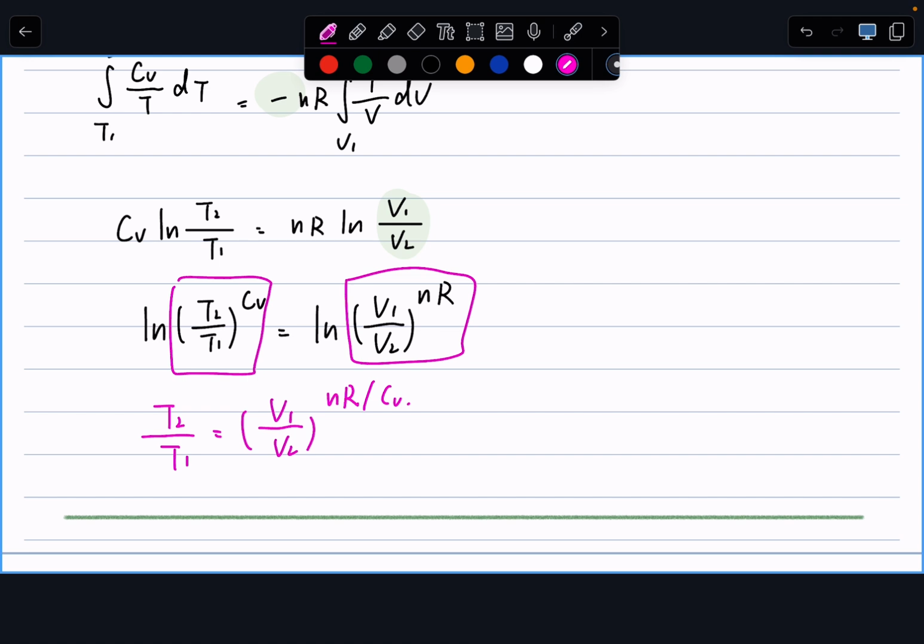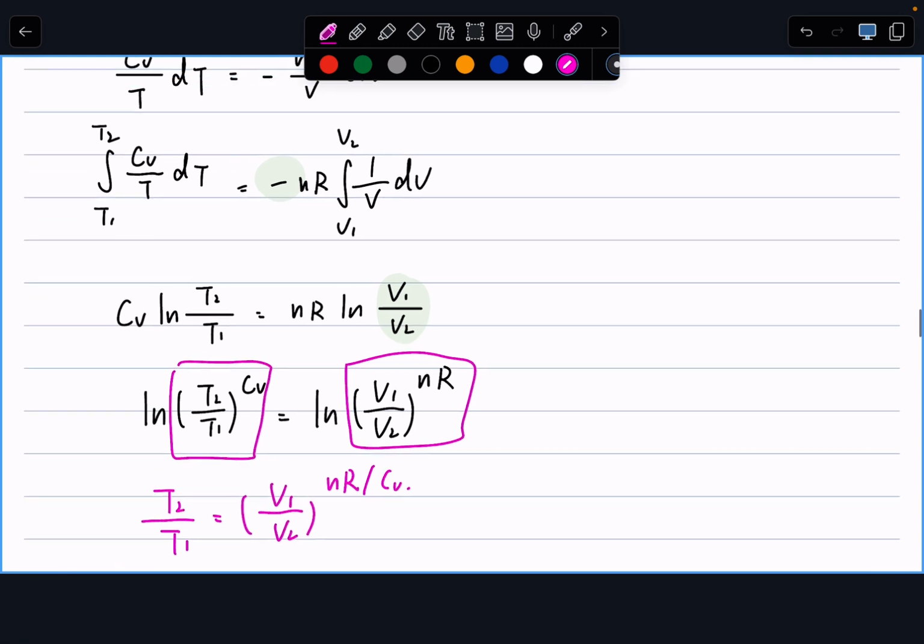Yes? In the integral, we take the integral of 1 over the variable, but then somehow we end up with T2 over T1 and then V1 over V2. Okay, so this V1 over V2 comes from the negative side. Oh. So it's like negative ln V2 over V1, but we're putting the negative inside there. Thank you.